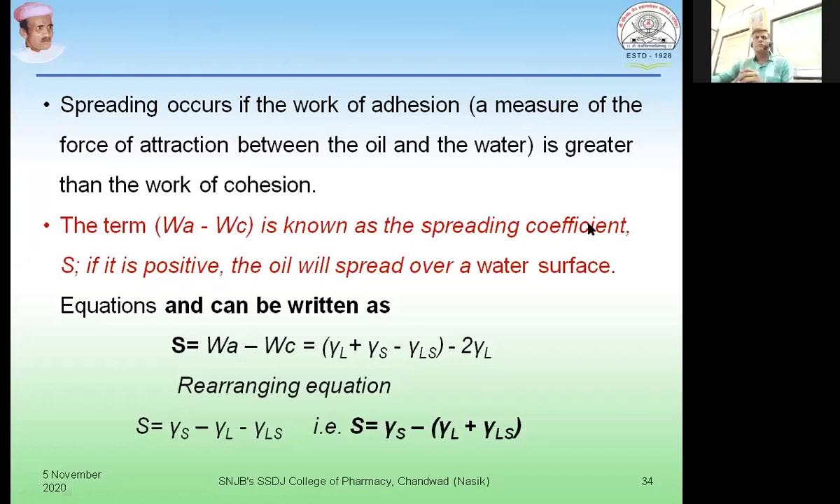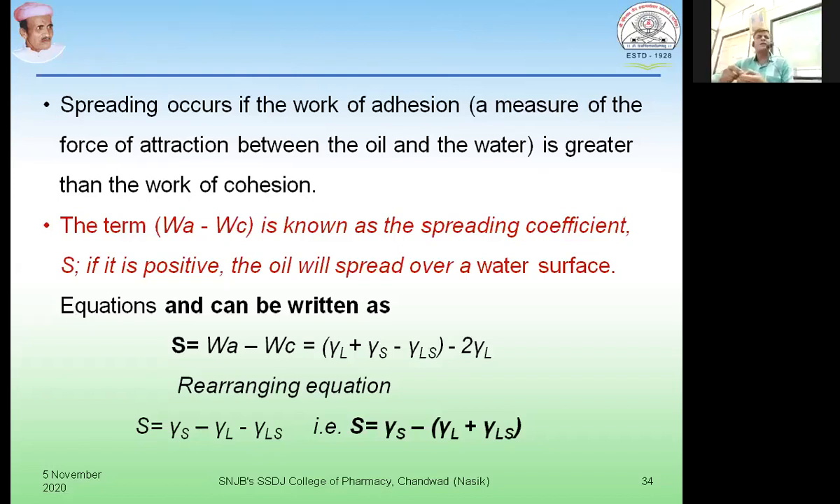If we are not finding that S is positive, that is, S is observed to be negative, that time you will find that the material which we are trying to spread onto the sublayer liquid will remain in the form of drops or globules and will never form the film onto the surface. So the final equation for spreading coefficient is S equal to WA minus WC.